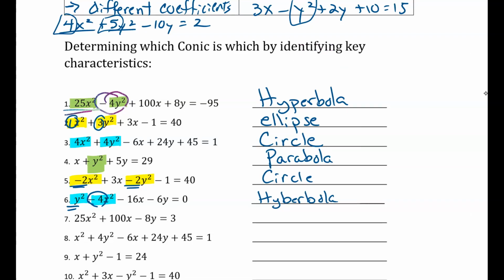All right, awesome. Let's keep on cranking these out, my friends. Let's look at the next one. So I look for the number of squared terms.